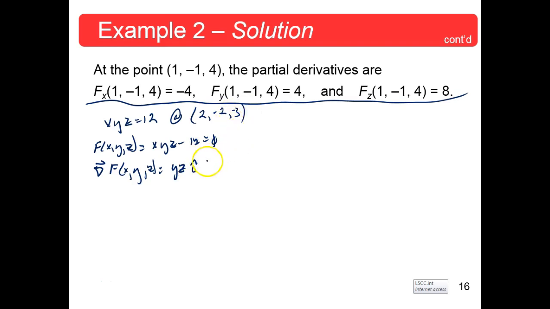Next. And not minus. Plus. That's xyz. Minus 12, that's just a constant. When you take the partial of that, it is 0. Okay.